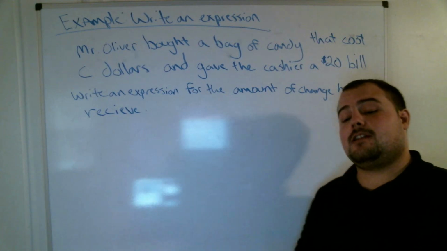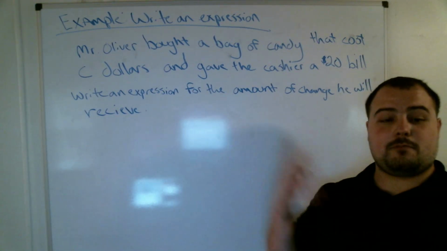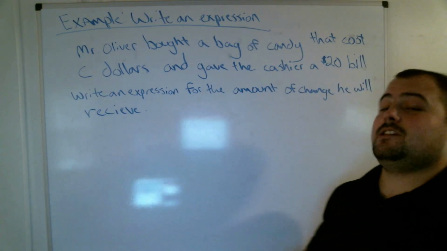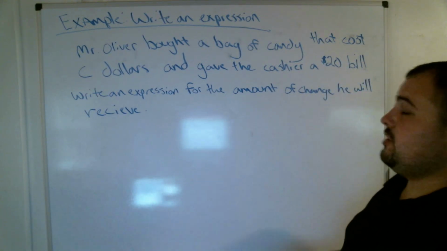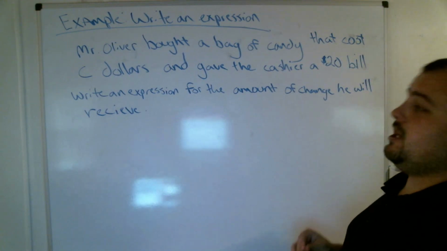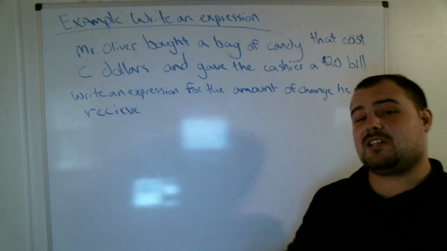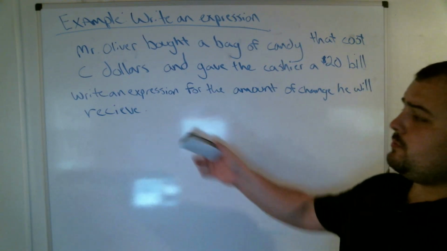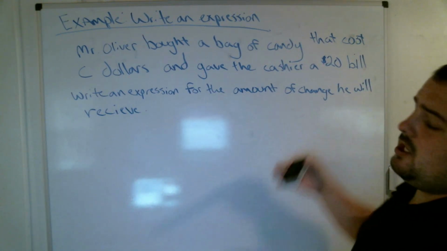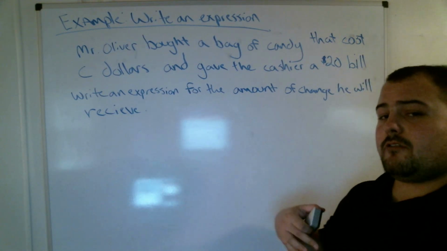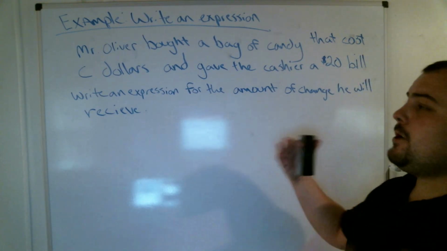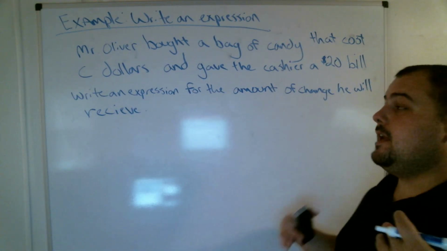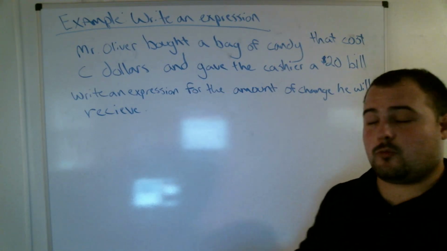Alright, and so for our last and final question, I decided to pull Mr. Oliver into this one. Mr. Oliver bought a bag of candy that cost C dollars, and he gave the cashier a $20 bill. Our job is to write an expression that represents how much money he spent and how much he'll get in change. So we need to write an expression for the amount of change that he will receive. Now, when you're doing the price of something, do you add it, or do you subtract it from the bill? We need to figure all that out.